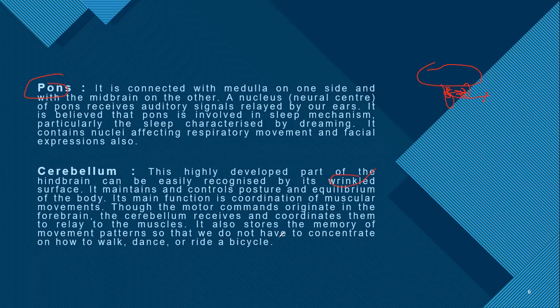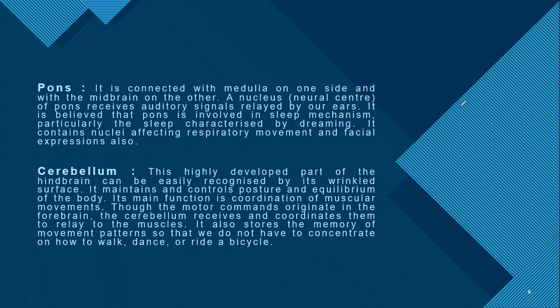It also stores the memory of movement patterns so that we do not have to concentrate on how to walk, dance, ride a bicycle. Cerebellum has a very key role in our day-to-day life. This is like our major learning of muscle activity. You know, in the earlier sessions, in the first unit, I said there is memory in our neurons, that is biological memory. We can also say it as episodic memory, autobiographical memory. All these memories are much connected to the cerebellum in our brain, where these learnings are permanent learnings.